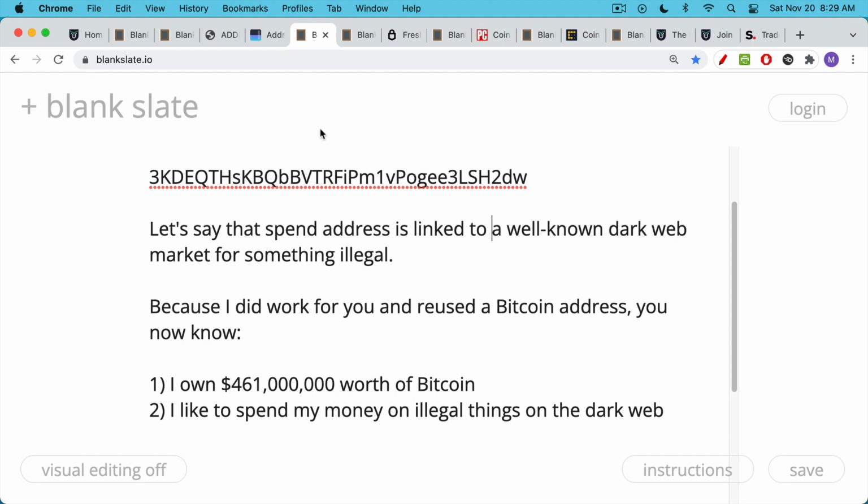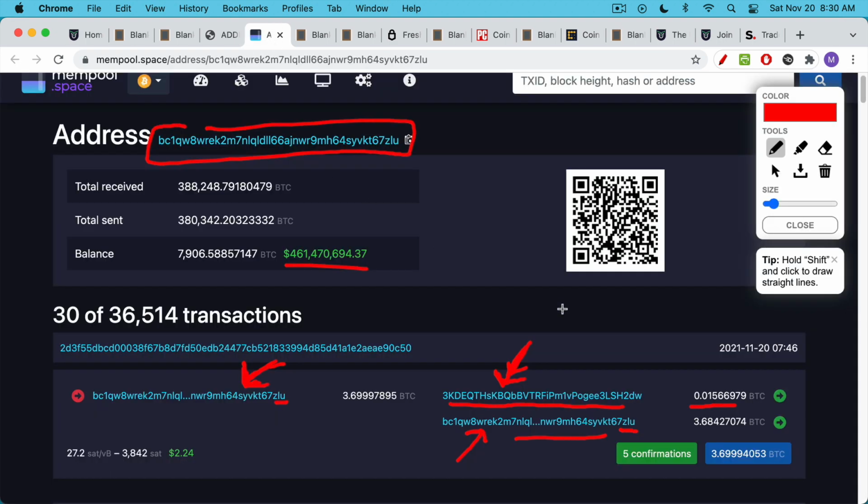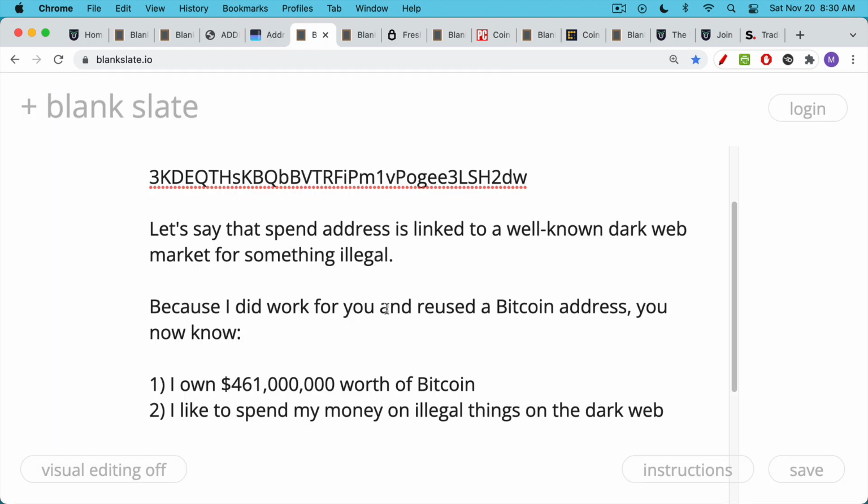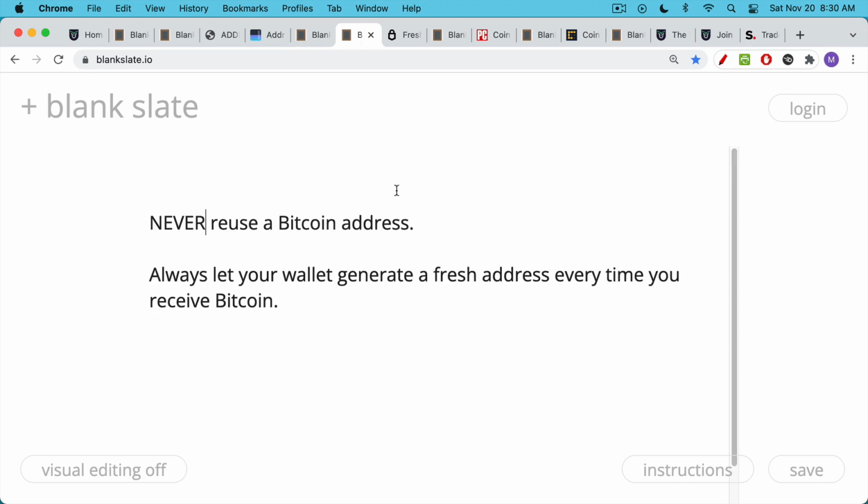And you also know, because you've done a little research, that I like to buy things on the dark web. This is one reason you want to never reuse a Bitcoin address, even if you're not doing anything illegal, and I never do anything illegal. Even if you're not doing anything illegal, you don't want to give people this kind of information.